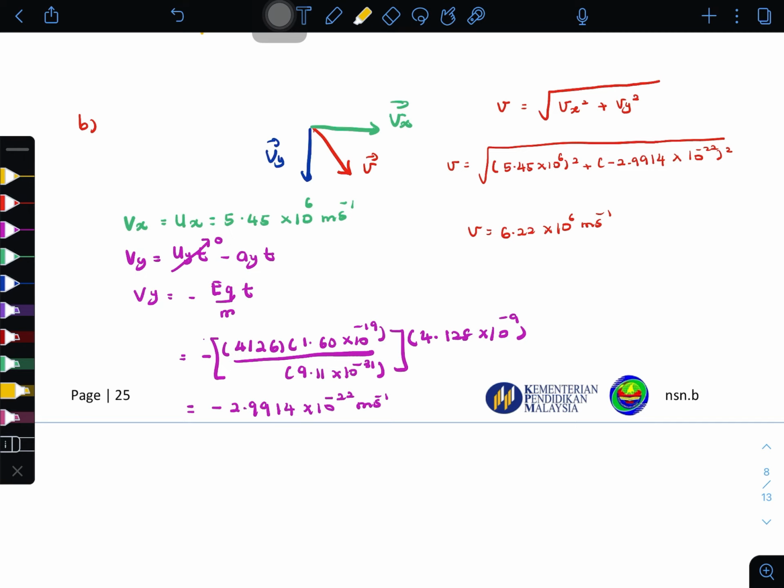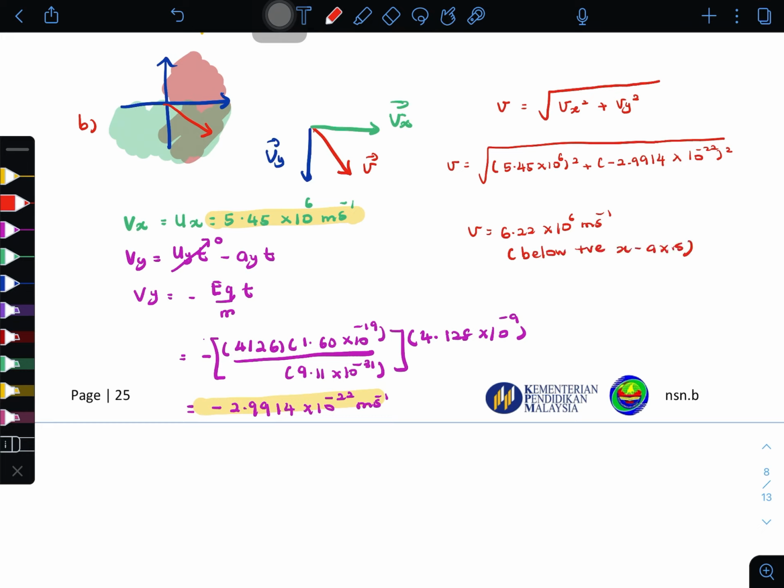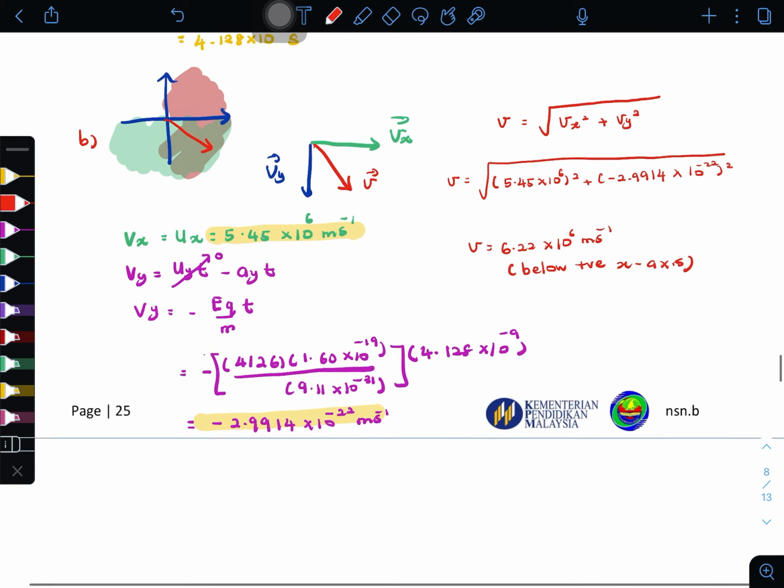Kalau kamu tengok X positif, Y negatif. So kalau X positif, Y negatif, kita lukis kuadran kita. So X positif dia berada di sebelah sini, positif X. Dan Y kita negatif, so Y negatif dia berada di sebelah sini. So dia berada di komponen ini. So komponen ini kita tulis sebagai below positive X axis. Right? So that's for the example 27.